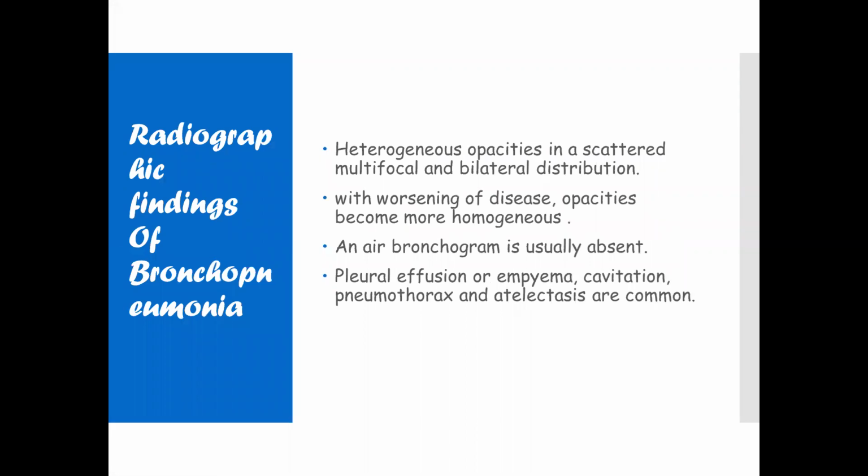Then let's look at radiographic findings of bronchopneumonia. So you see heterogeneous opacities in a scattered, multifocal and bilateral distribution. If you remember, in lobar pneumonia we said that they're homogeneous opacities. In bronchopneumonia, they're heterogeneous opacities. However, one thing you need to note is with worsening of disease, opacities may become more homogeneous. Air bronchograms are usually absent, and pleural effusion or empyema, cavitation, pneumothorax, and atelectasis are all very common in bronchopneumonia.